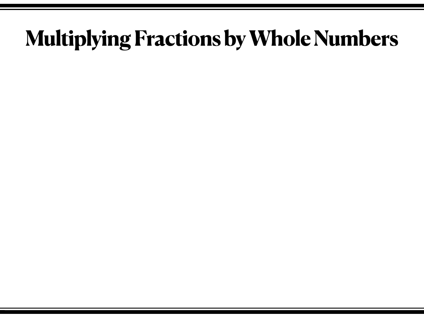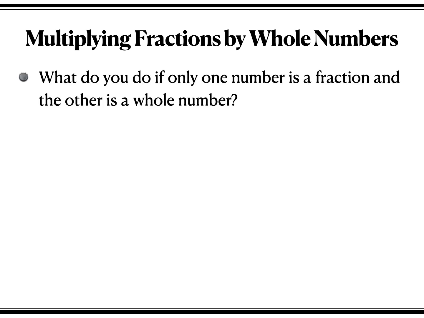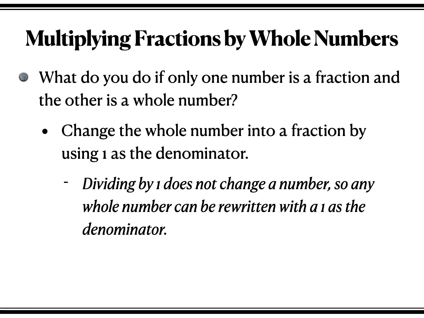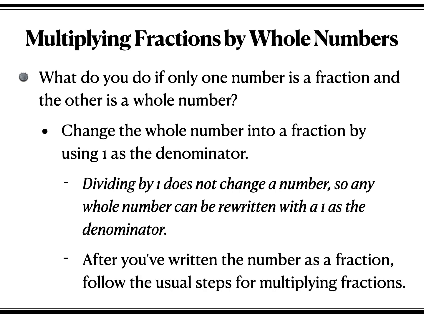But let's look at multiplying fractions by whole numbers. What do you do if only one number is a fraction and the other is a whole number? Really easy. You change the whole number into a fraction by using 1 as the denominator. Dividing by 1 does not change a number, so any whole number at all can be rewritten with 1 as the denominator. After you've written the number as a fraction, follow the usual steps for multiplying fractions.